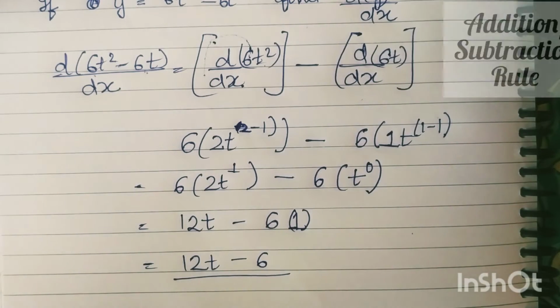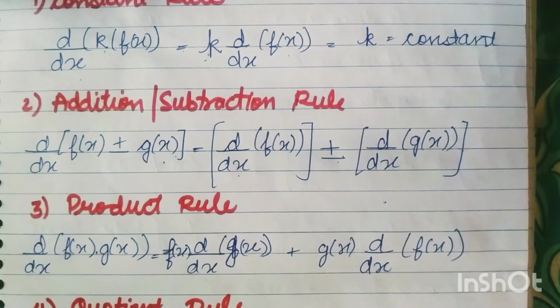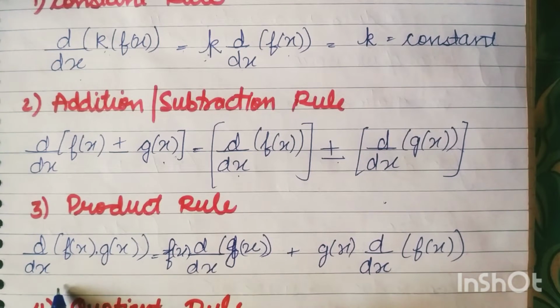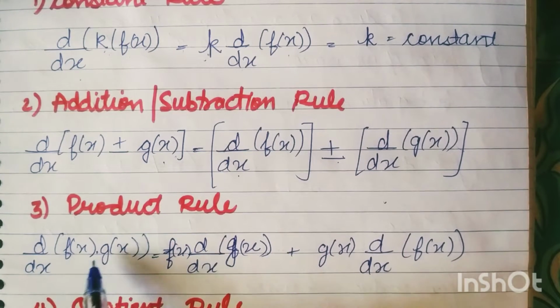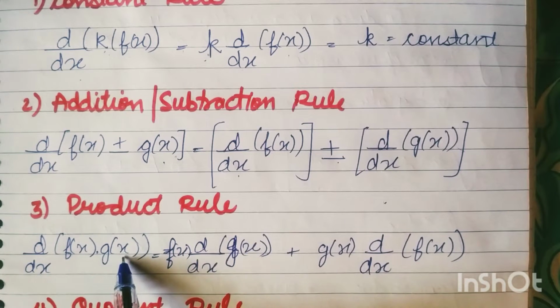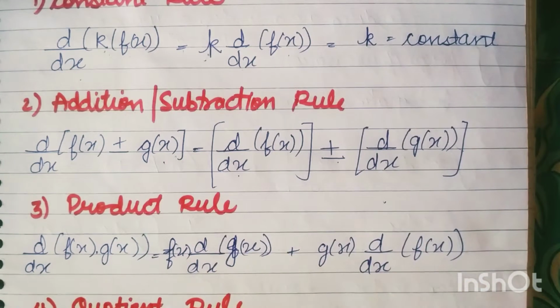Coming to our third rule, that is the product rule. Third is the product rule. In this we have the product of two terms. In the addition and subtraction rule, as you remember, we were adding two terms, but in this we have a product. So here we have d upon dx of f(x) into g(x). We have two terms, f(x) and g(x), and we are multiplying them. How to do this type of differentiation?